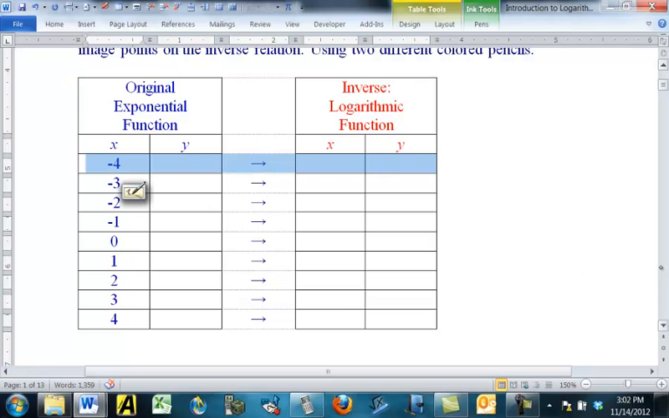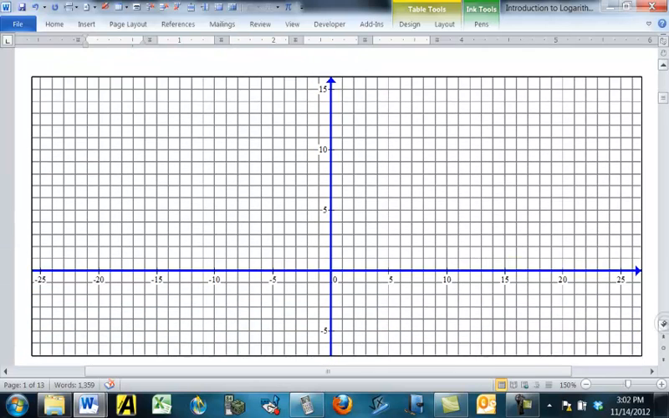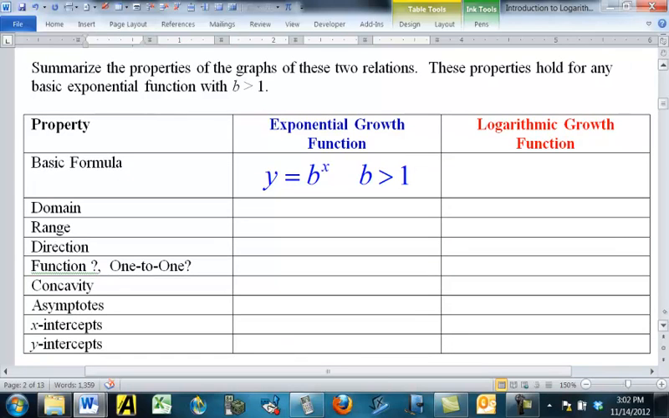Then you're going to take these points here and use them to help you draw graphs of both the original exponential, which we should be pretty good at by now, and then also the inverse, which we're going to call a logarithmic equation, and we'll explain that a little bit more in a minute. And then let's describe the characteristics we see. You'll write the formula in the first blank here and talk about the domain, range, direction, like increasing, decreasing, constant. Is it a function or not? Is it a one-to-one function or not? Concave up, concave down, or linear. Any vertical, horizontal asymptotes, and then the x and y intercepts, if it has any. None might be an appropriate response.